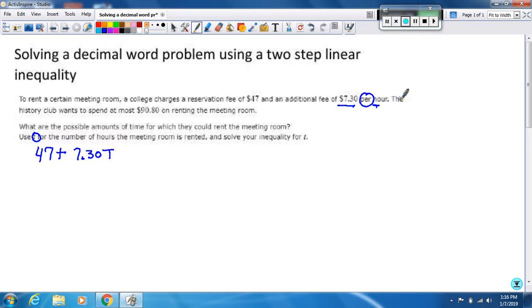Per hour. The History Club wants to spend at most. Okay, this looks like more than, but the word at most actually makes it the opposite of what it looks like. So it's going to be less than or equal to $90.80.